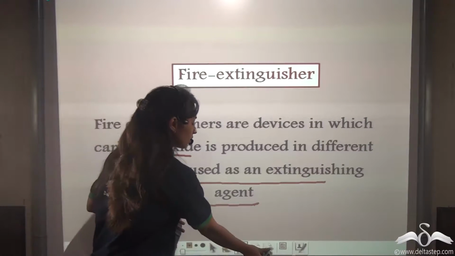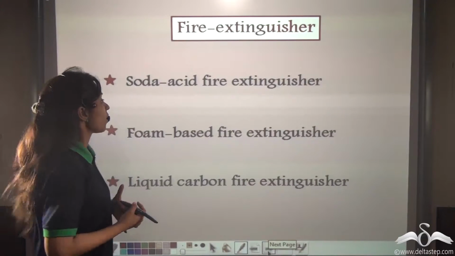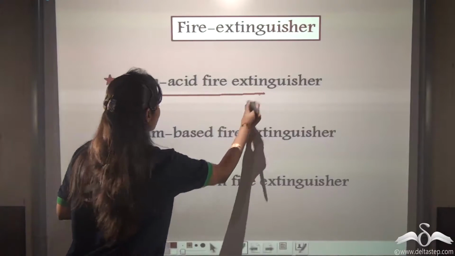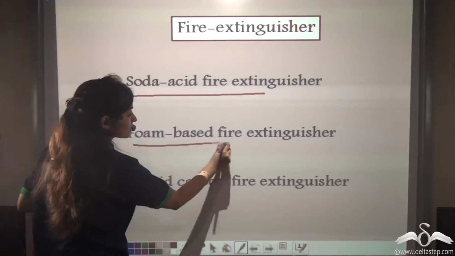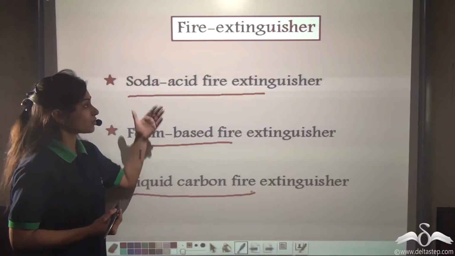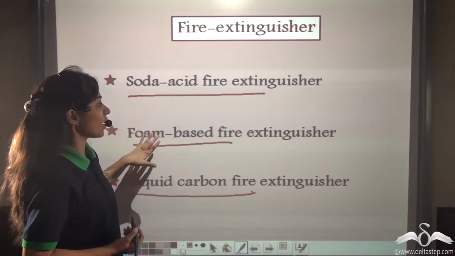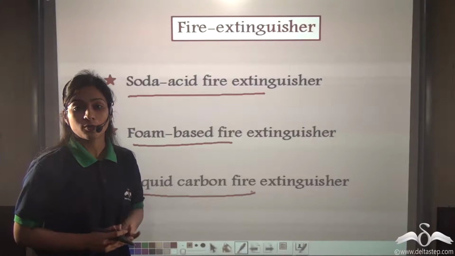Now, you will learn that fire extinguishers can be of many types. One is the soda acid fire extinguisher, another is foam based, and the other is the liquid carbon dioxide fire extinguisher. Now, why so many types of fire extinguishers? This is because all the fire extinguishers do not serve all purposes.